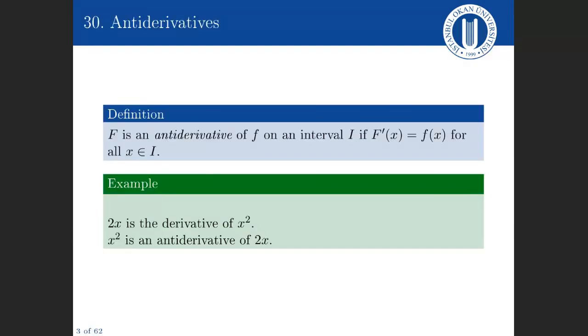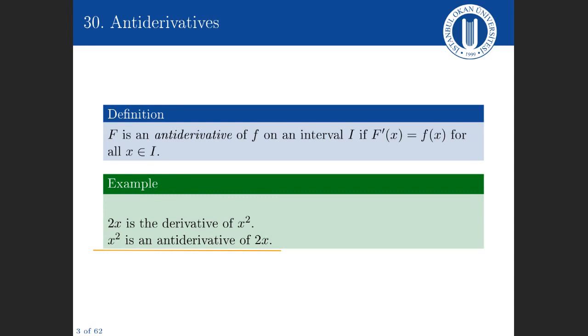First, antiderivatives. What is an antiderivative? A function capital F is an antiderivative of small f on some interval, i.e. if the rule that the derivative of capital F is equal to small f is true for all x in the interval. For example, we know that 2x is the derivative of x squared. Change this around. We have that x squared is an antiderivative of 2x.